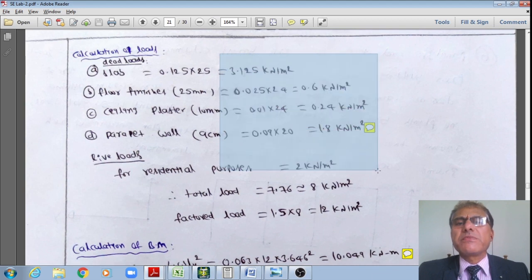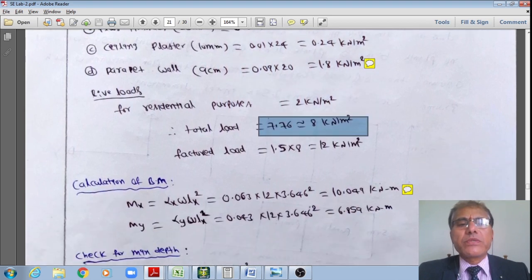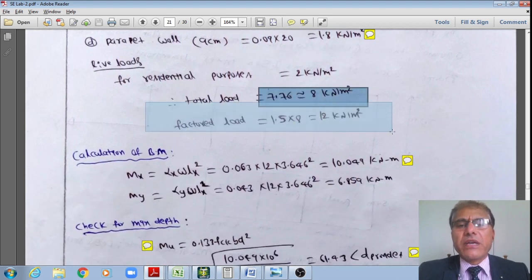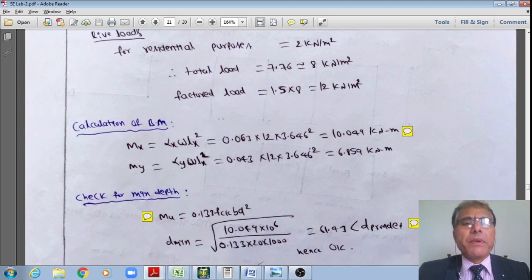3.125 plus 0.6 plus 0.24 plus 1.8 plus 0.2. It works out to 7.78 or approximately 8 kN per meter square, which is the unfactored load. Now multiply by the factor of safety for dead load, 1.5. Therefore, 1.5 multiplied by 8 works out to 12 kN per meter square.